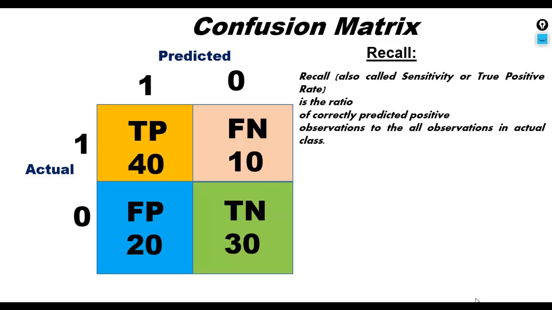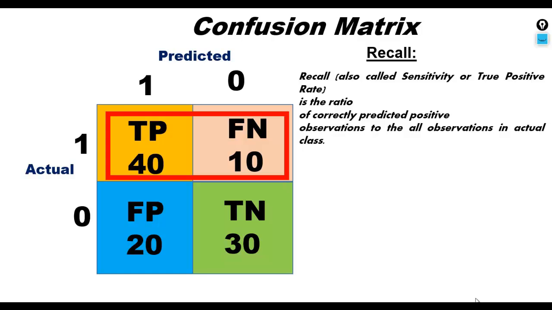So now let's calculate recall for the positive class first. Then we will calculate recall for the negative class as well. In the case of the positive class, recall means out of all the positive instances in the actual data set, how many instances are correctly predicted by our model. So this is the part.